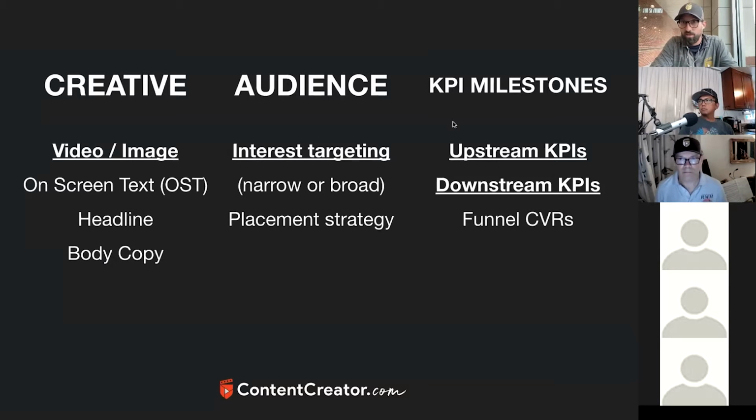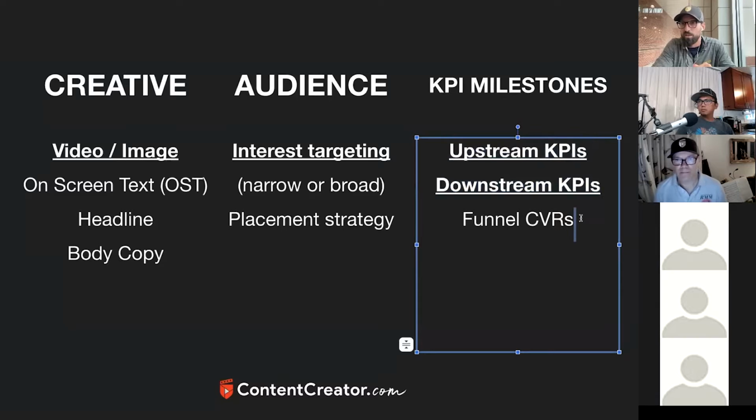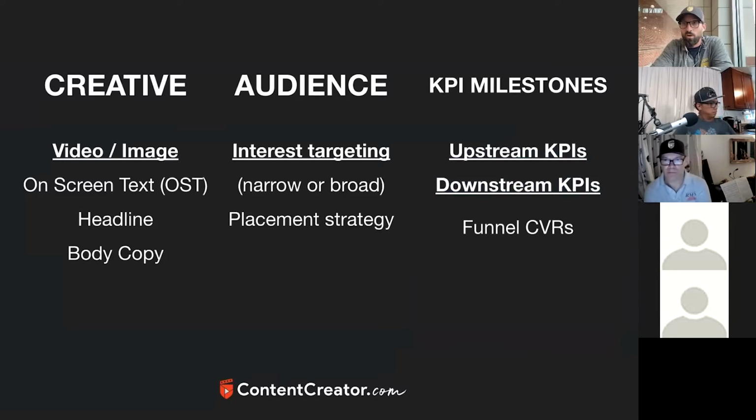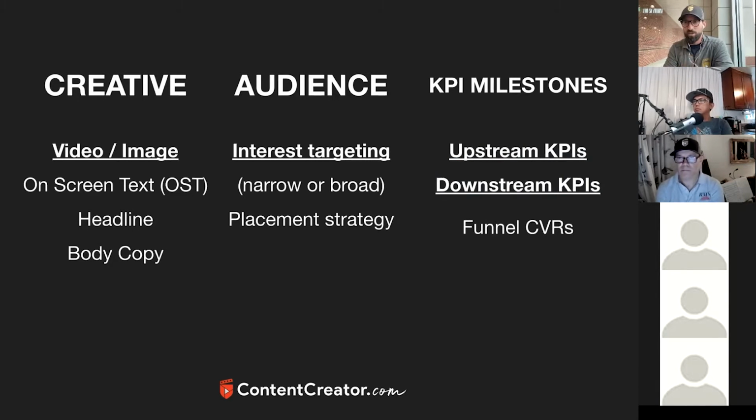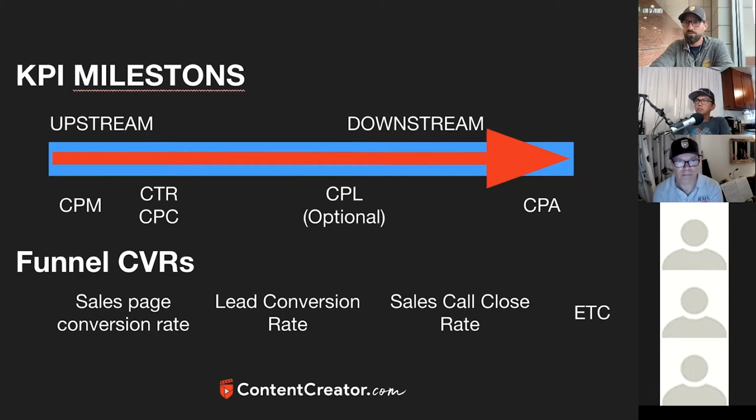Who knows what KPIs stand for? Key performance indicators. There we go. All right. So when it comes to KPIs, upstream and downstream KPIs, and then we also have our funnel conversion rates. Does anyone know what an upstream KPI would be? Cost per click. Even before someone clicks, what's another metric we can measure? CPM. Right. And what is CPM? Cost per 1,000 views or something. Yeah, it's impressions. Okay. Yeah.